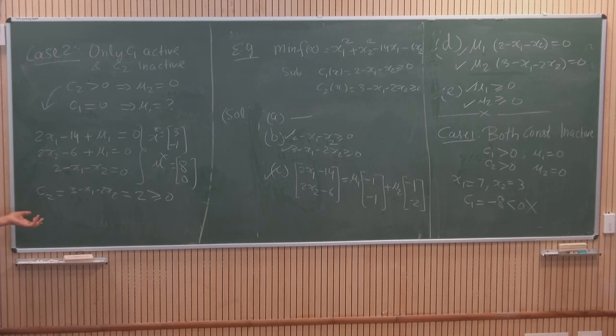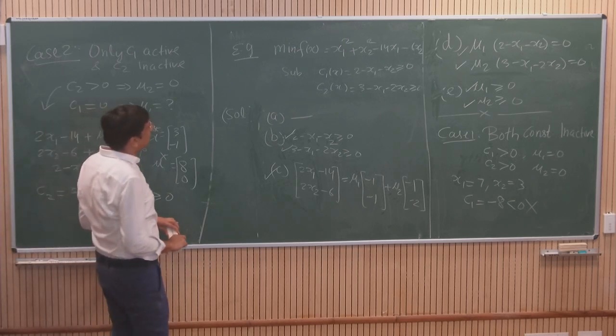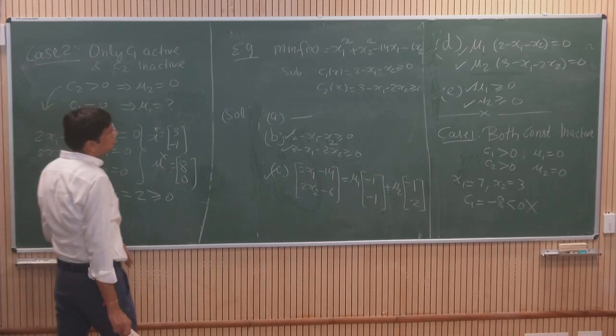Do I have to check for regularity? What did the theorem say? You needed to have it be regular for the constraints that are active at X star. Which are the constraints which are active? C1 is, it's only one constraint, so nothing to check for the regularity. It's independent, it's a single one. If there were two, then I would have checked the regularity also. Alright, so that is the case 2.